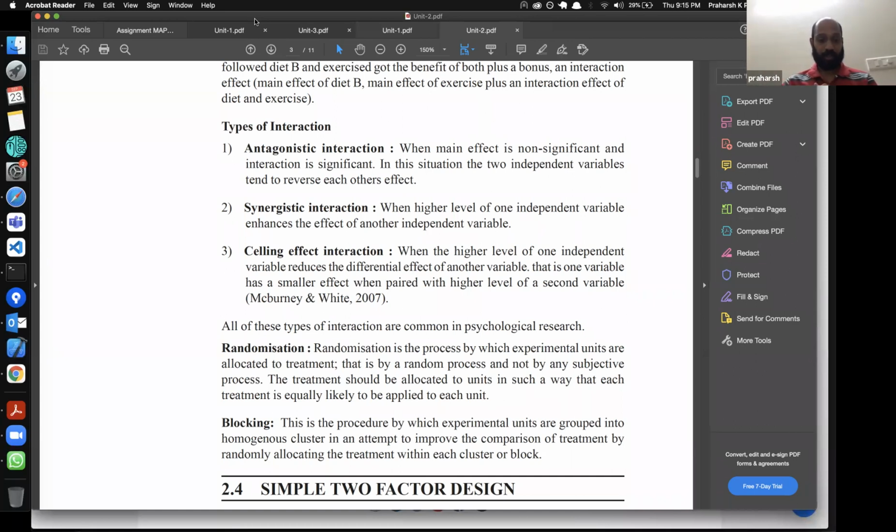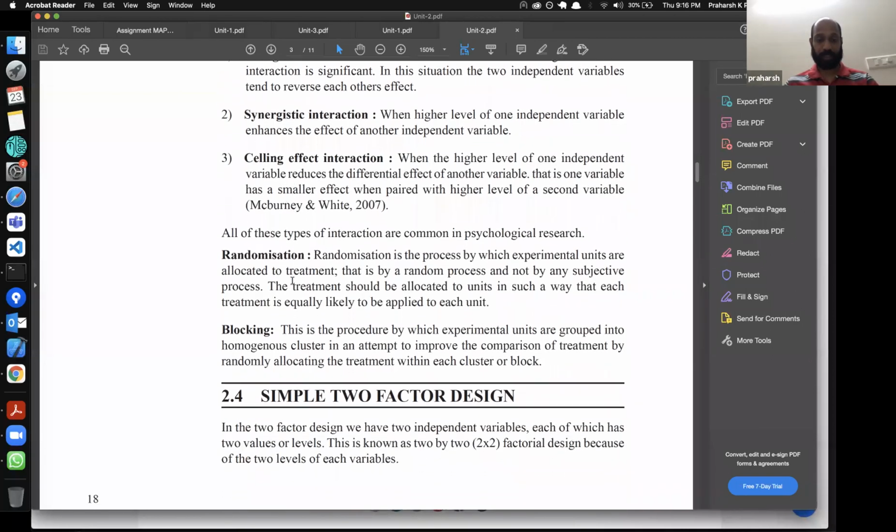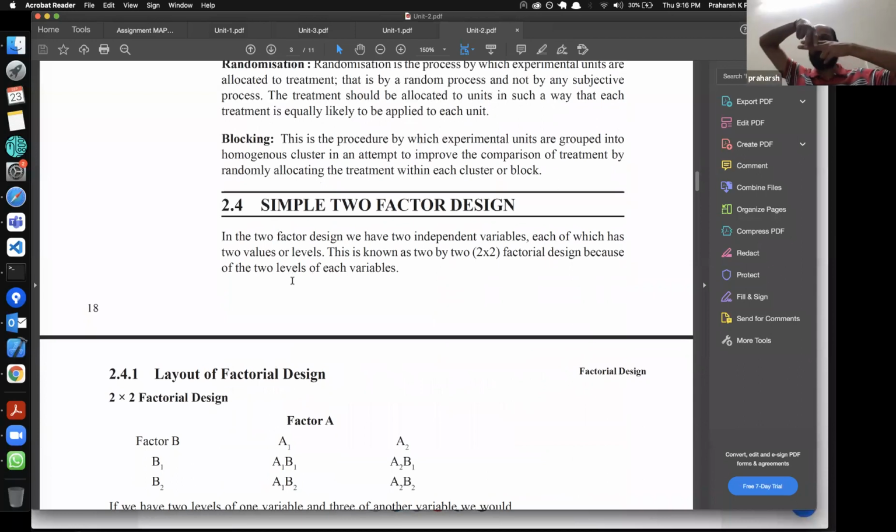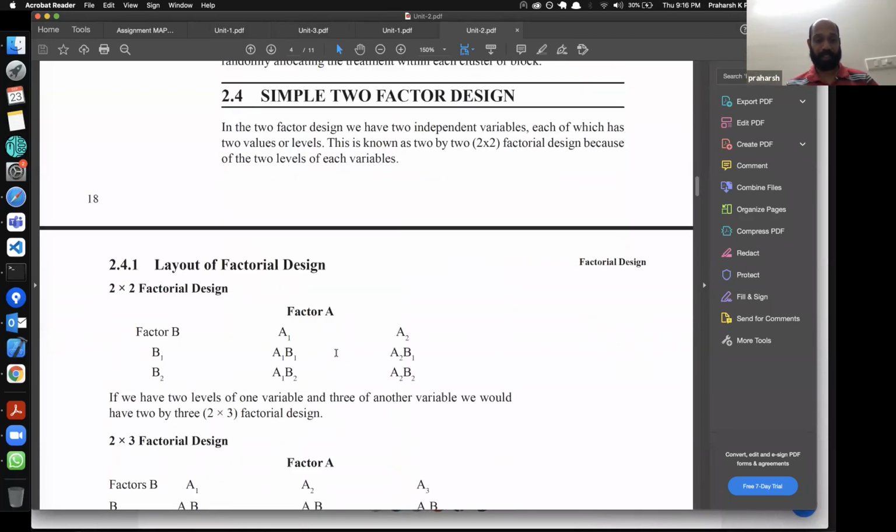Blocking. This is a procedure by which experimental units are grouped into homogeneous clusters in an attempt to improve the comparison of treatments by randomly allocating the treatments within each cluster or block. So you create blocks to study, and within that block you do some randomization. Again, this is another way of making sure that we are getting homogeneous input sample sets to run our experimentation.